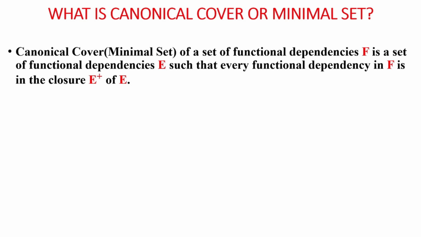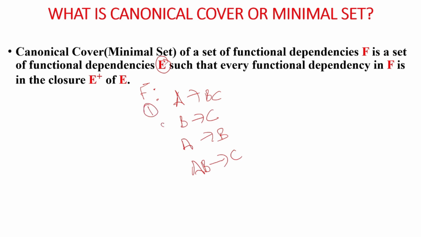So canonical cover, or also we call it as minimal set of a set of functional dependency F, is a set of functional dependency E such that every functional dependency in F is in the closure of E. Meaning we have functional dependencies like this. This is a functional dependency set. So how many functional dependencies are there in this set? 1, 2, 3 and 4. And the set of these 4 functional dependencies is given the name F. So how are we going to find the minimal set from this given set?